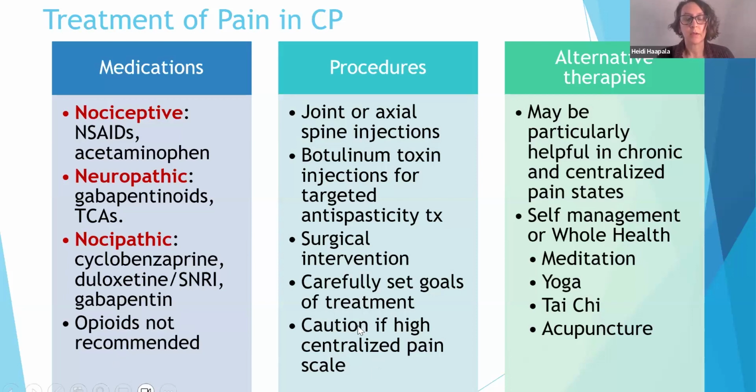And it's important to use caution if that centralized pain or that nociplastic pain scale is high, because often some of these focused treatments don't work as well until we've taken and decreased some of that overall body pain. Some alternative therapies would include self-management, whole health, meditation, yoga, tai chi, and acupuncture. These can be very helpful for some people. It's hard to tell until somebody tries them which ones would work better than others. Some work better than others, and it's very individual.